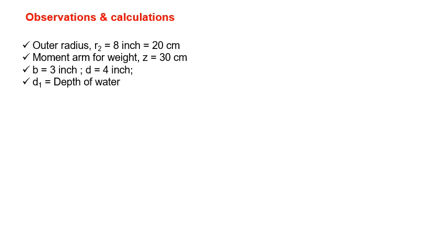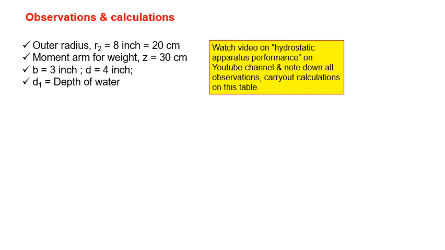So let's see the observation and calculation table. Some of the data related to the apparatus is already provided here. The outer radius R2 is 8 inches, and the moment arm for weight, that is Z, is 30 centimeters. The width of the section is 3 inches and the depth is 4 inches, and D1 is the depth of water, which is variable. You must also watch the video named Hydrostatic Apparatus Performance on the YouTube channel and note down all the observations and then carry out calculations on this table.